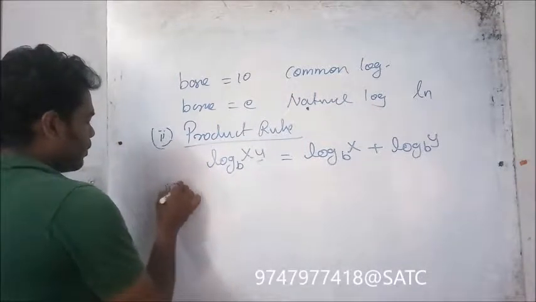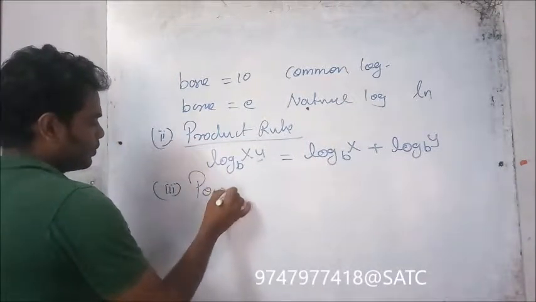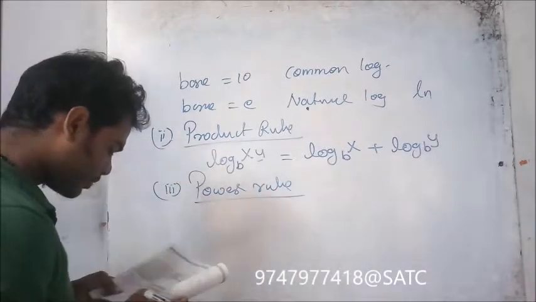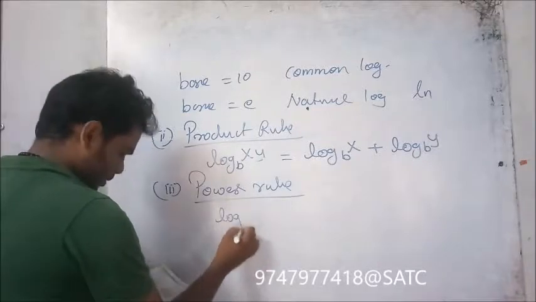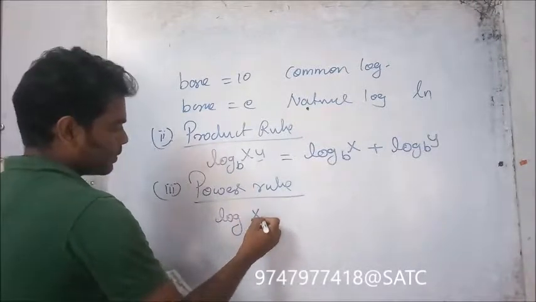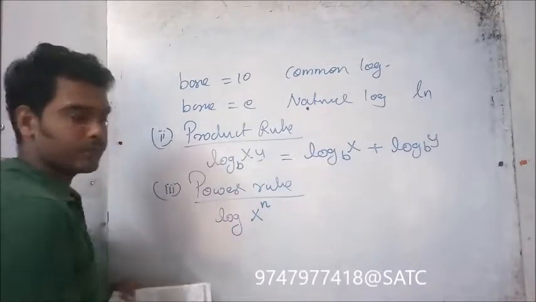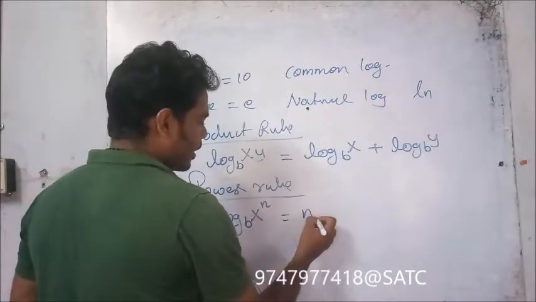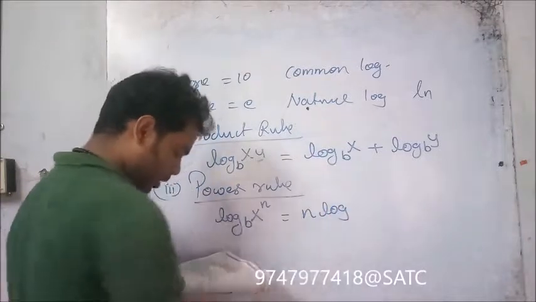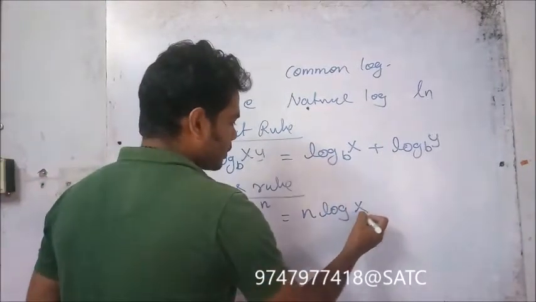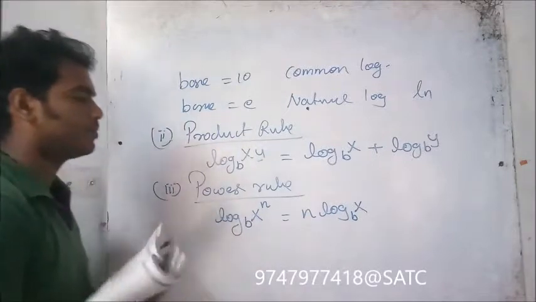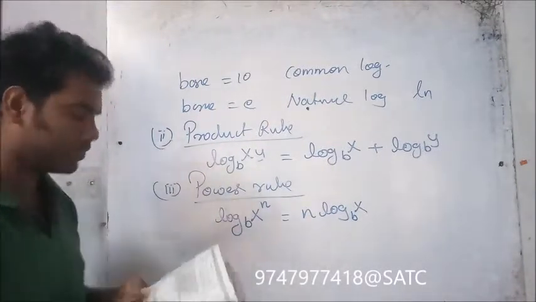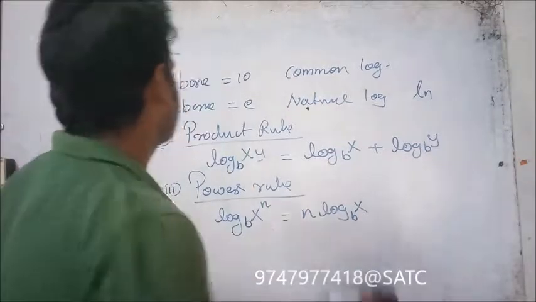The third one is the power rule. Log x raised to n to the base b is equal to n log x to the base b. This is the power rule.